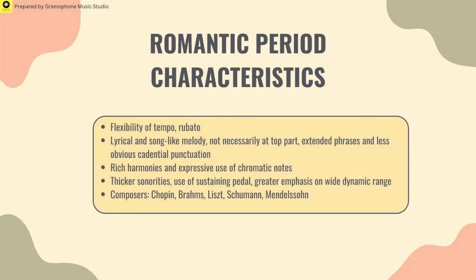Next, in the Romantic period, we will hear flexibility of tempo, or what we call tempo rubato. It has lyrical and song-like melody, not necessarily at the top part, with extended phrases and less obvious cadential punctuation. It also has rich harmonies and expressive use of chromatic notes. It usually has thicker sonorities with the use of sustaining pedal and a greater emphasis on the wide dynamic range. Some composers from the Romantic period are Chopin, Brahms, Liszt, Schumann, and Mendelssohn.